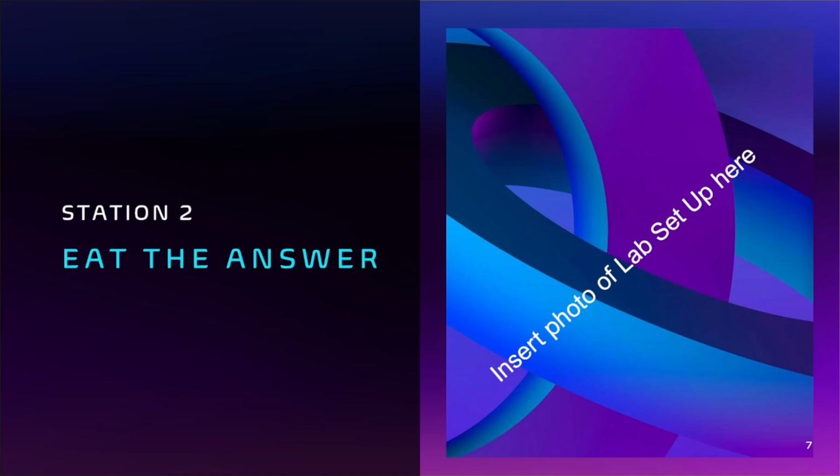Lab number 2, or station number 2, we call Eat the Answer. In this lab, students will be provided with sugar, water, preferably bottled water, and packaged pretzels, M&Ms, small cups, and plastic bags, as well as 3 paper plates set in front of them to show their results.